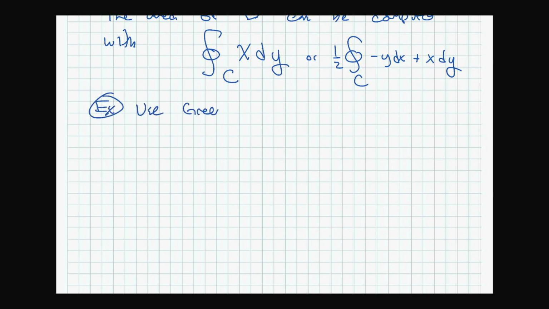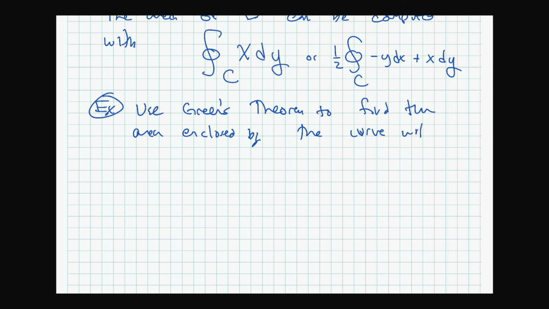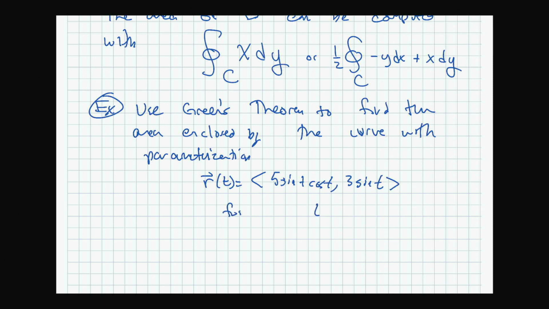Use Green's theorem, which I didn't say there was any Green's theorem there, but use Green's theorem to find the area enclosed by the curve with parameterization r of t equals 5 sine t cos t, comma 3 sine t, for t in between 0 and pi.